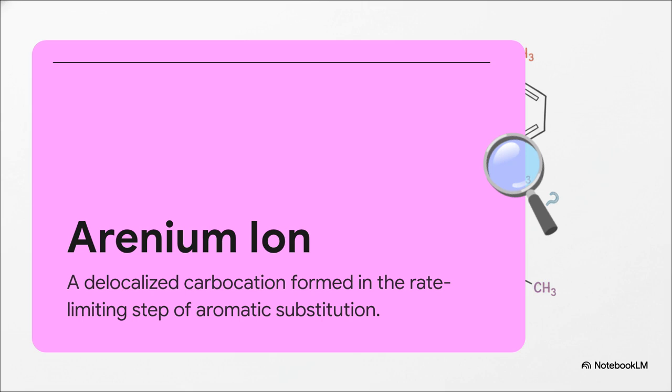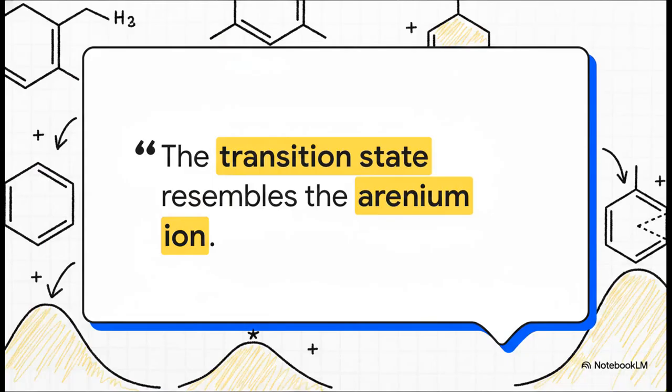It's the bottleneck. So the absolutely crucial point here is that the arenium ion is a positively charged, delocalized carbocation. And because it carries that positive charge, its stability directly dictates how fast the overall reaction can actually proceed. Which brings us to a golden rule of chemical kinetics. The transition state resembles the arenium ion. Basically, if you want to speed up a reaction, you have to lower the energy barrier, the transition state, to get there. And since the transition state looks and acts so much like our positively charged arenium ion, anything that stabilizes that positive charge is going to automatically lower the energy barrier.